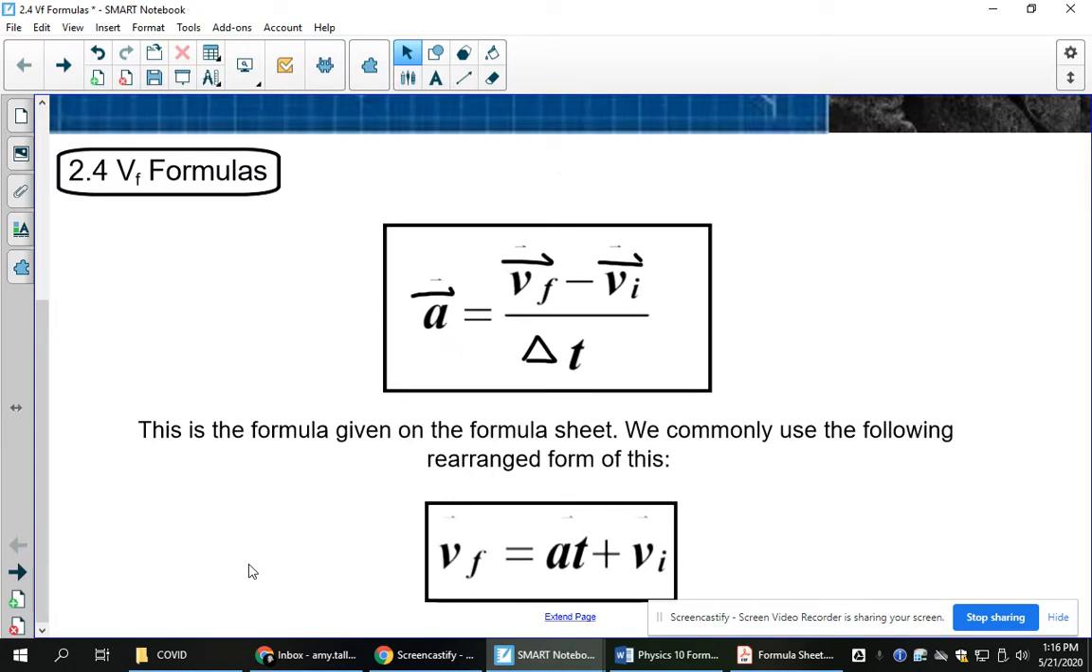So what do all of these variables mean? First one. This is acceleration. You can see by the fact that I put an arrow on top that it is a vector. It has a direction. It can also be a scalar if no direction is given.